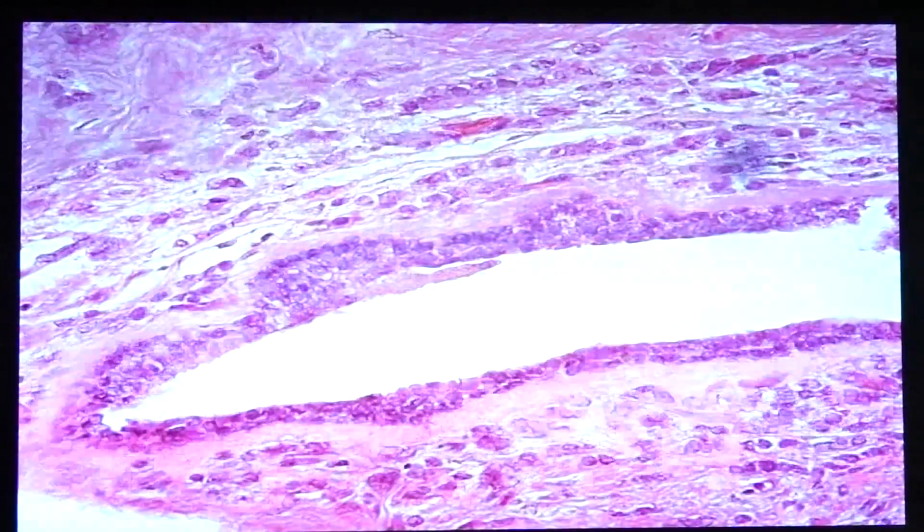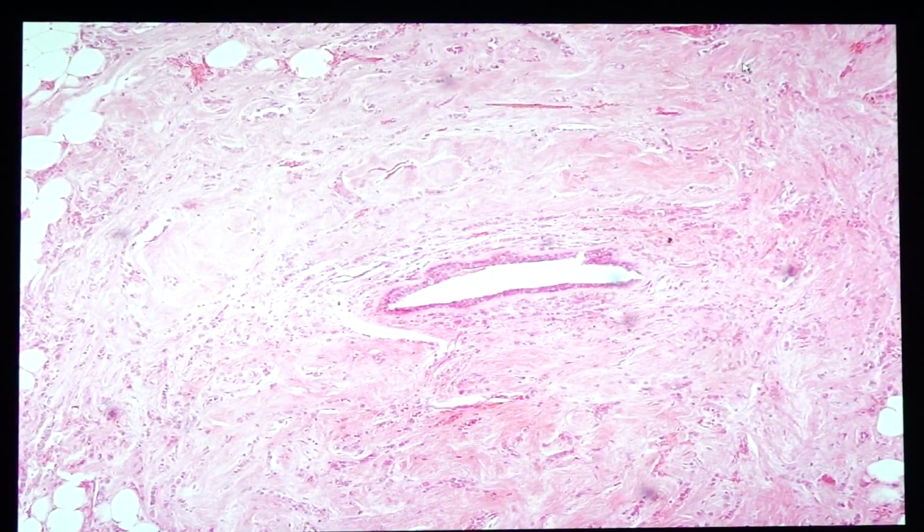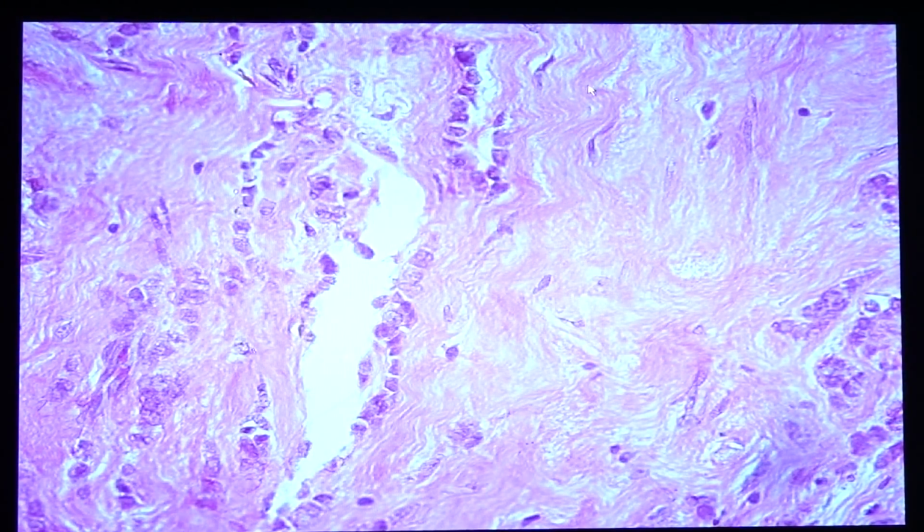Okay, so here you have another set. Okay, you have here the single file formation. So this would be what we call the Indian file formation. Another one so that you would be able to remember. Okay, here. So this is the Indian file formation.